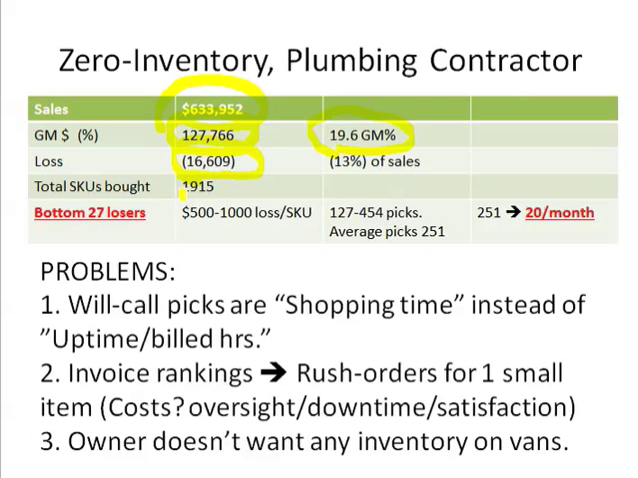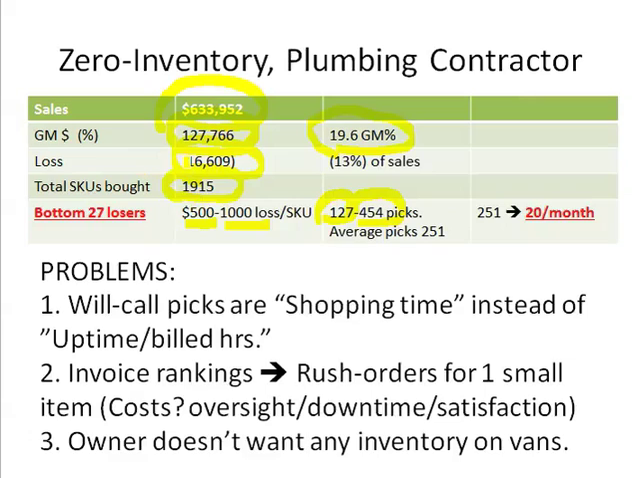Now, during the year, the customer bought an array of 1,900 different SKUs. If you went and looked at the SKU lens of the 4-view analysis and went to the bottom of the SKU ranking report, the bottom 27 items were losing as little as $500 and up to over $1,000 in loss per item. But what was also interesting was how popular these items were. This plumbing contractor had bought all these items anywhere from a low of 127 times for the year to a high of 454. He's not buying just one item, random, one off.